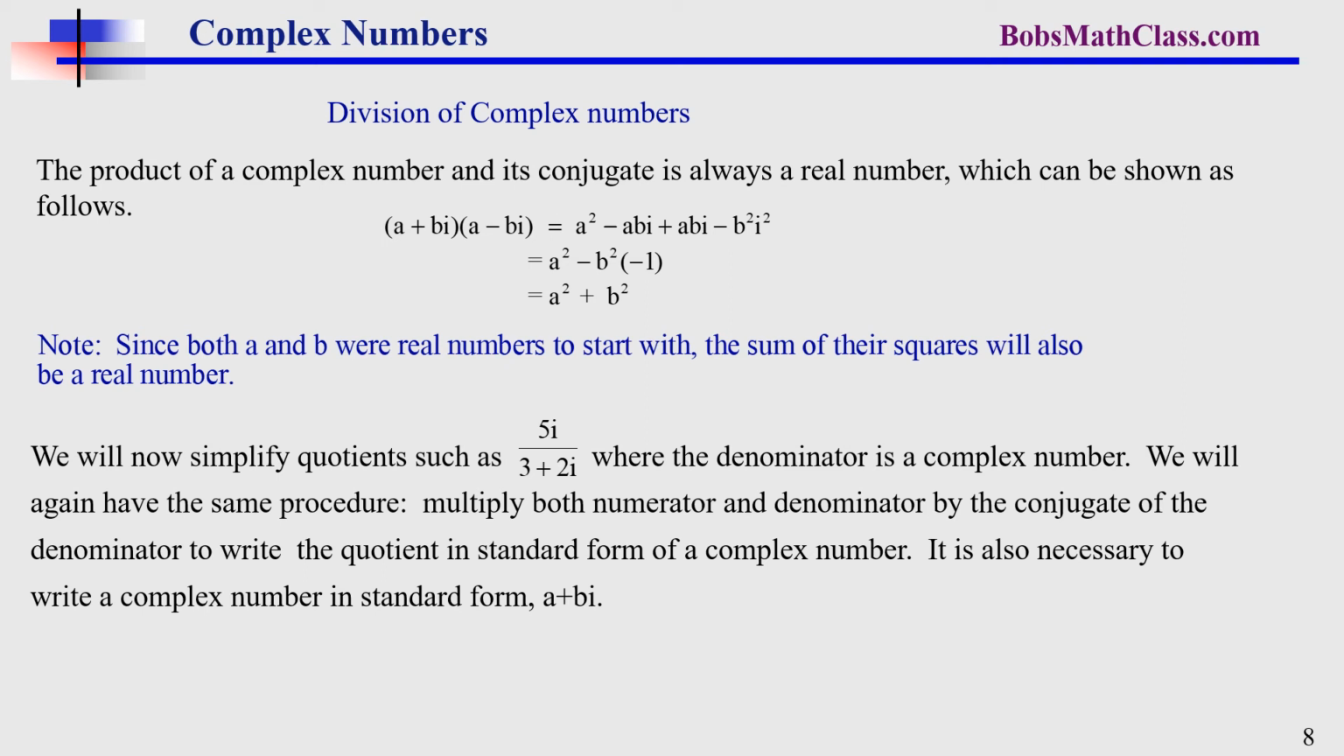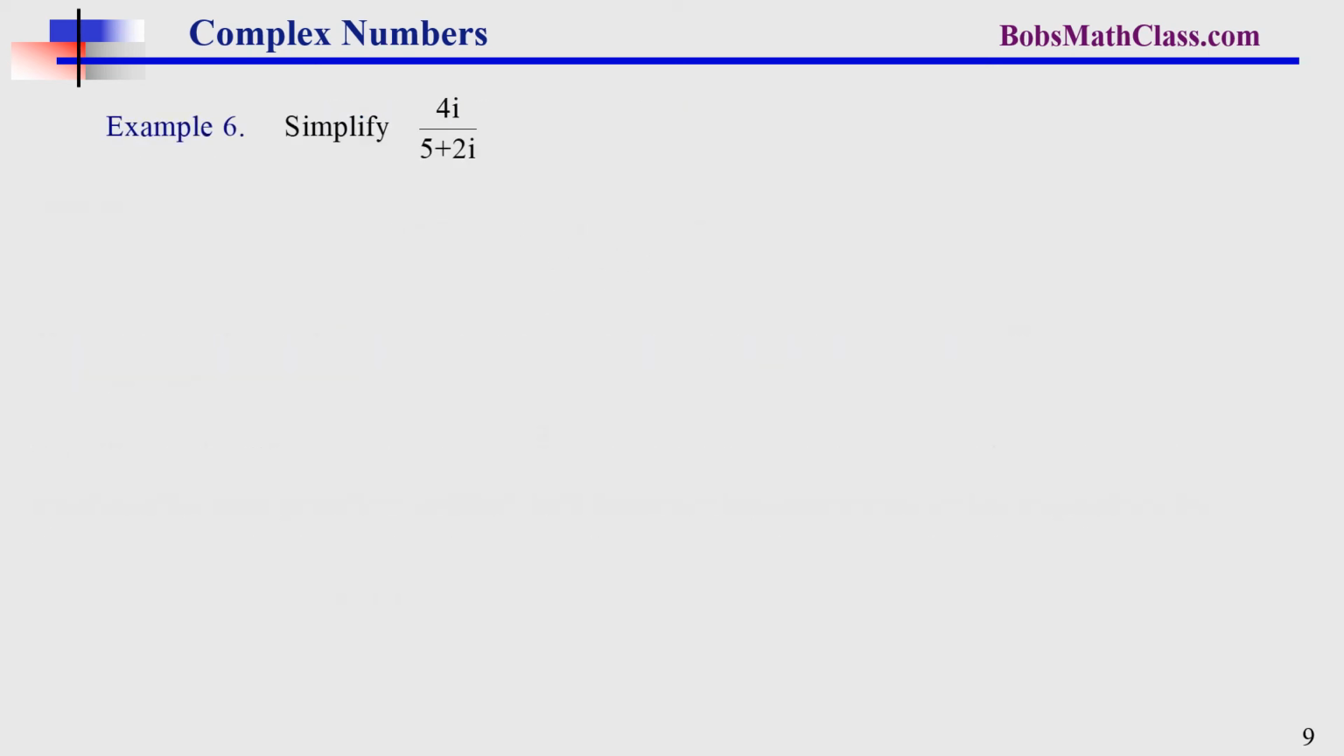It is also necessary to write a complex number in standard form a plus bi. That's probably redundant to write that, but oh well. Okay, here we go. 4i over 5 plus 2i. So you see what the problem is, right? We have an i in the denominator.